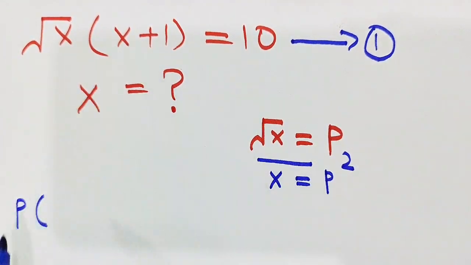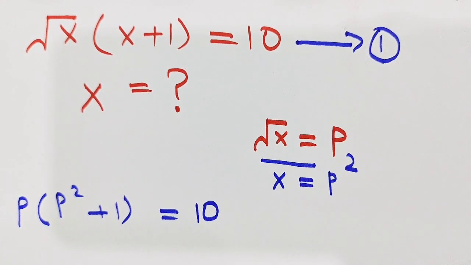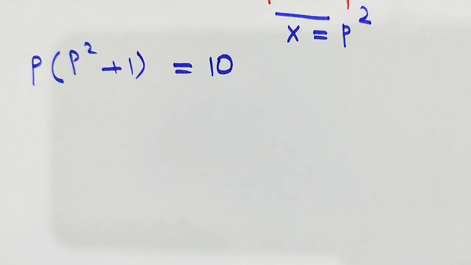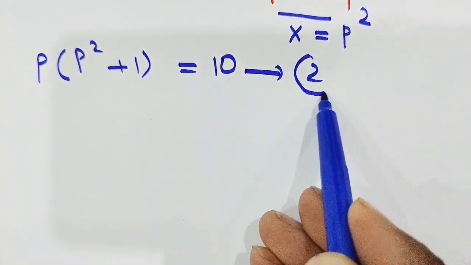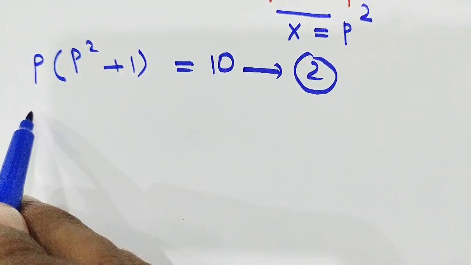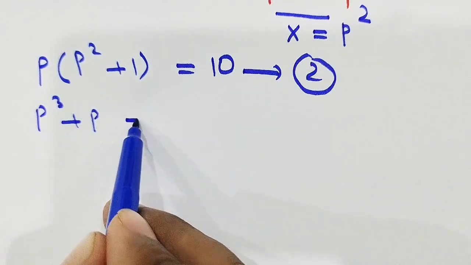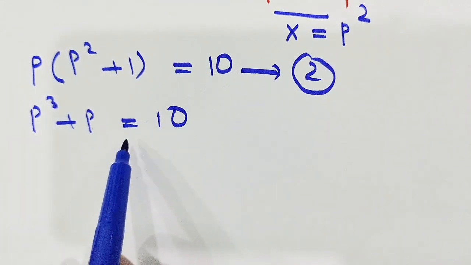By putting here the value of x, p square plus 1 is equal to 10. This will be the modified form of our equation number 1, and I will say it is equation number 2. Now simply multiplying by p inside, we have p cube plus p is equal to 10.